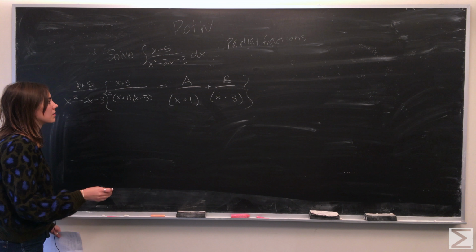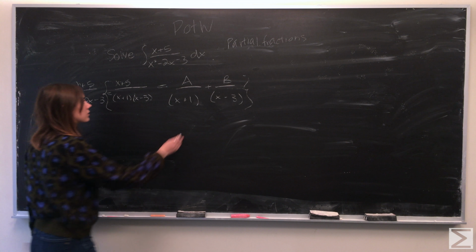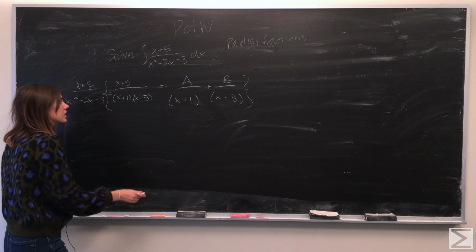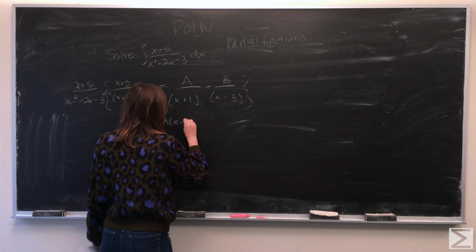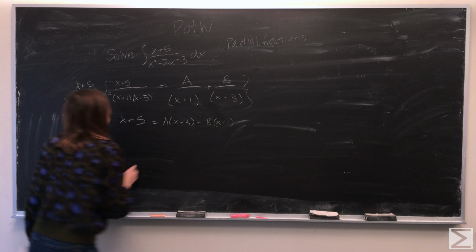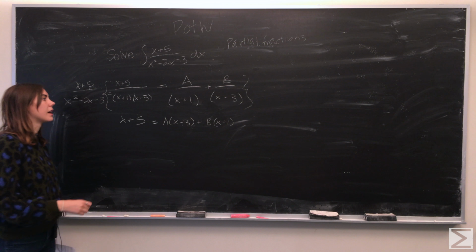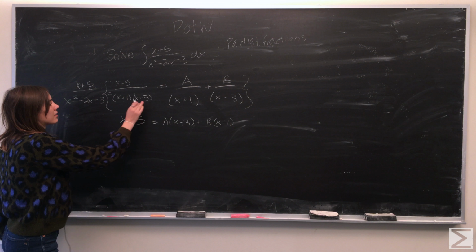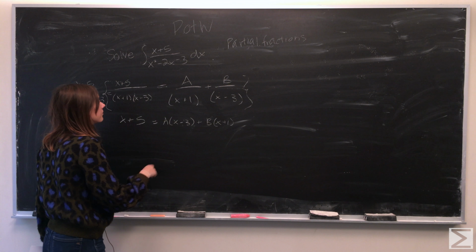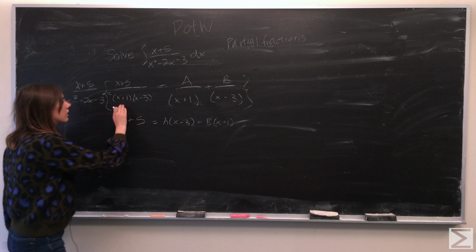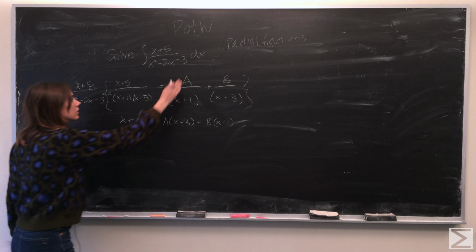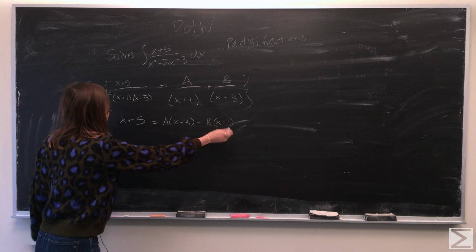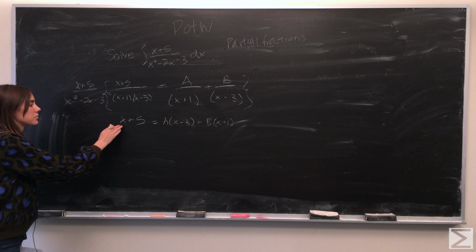So to begin, we're just going to multiply by the common factor of both of these terms, which is x plus 1 times x minus 3. Multiplying both sides by x plus 1 times x minus 3, we can cross out the denominator on this side, and then we cross out each factor on each fraction. So we get A times x minus 3 and B times x plus 1. And on this side we have x plus 5.